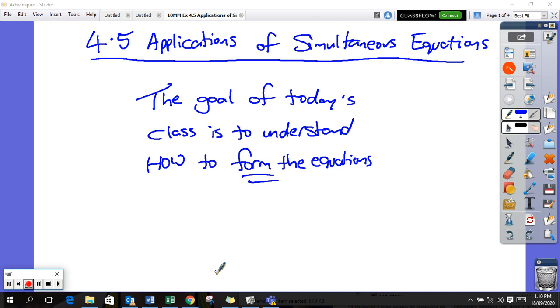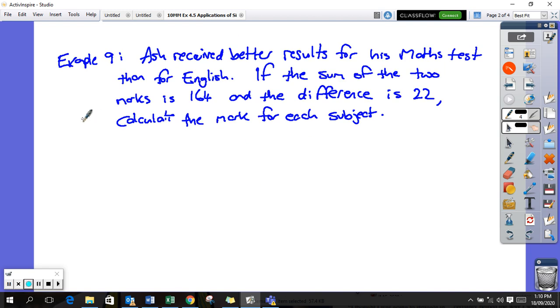So we'll look at a couple of examples and just work through them, and you can see how I go about forming the equations. So for every single problem we have, we need 2 bits of information. Okay, so we need to find 2 equations. So let's read through the information. First of all, we read it. Ash received better results for his maths test than for English. If the sum of the 2 marks is 164 and the difference is 22, calculate the mark for each subject.